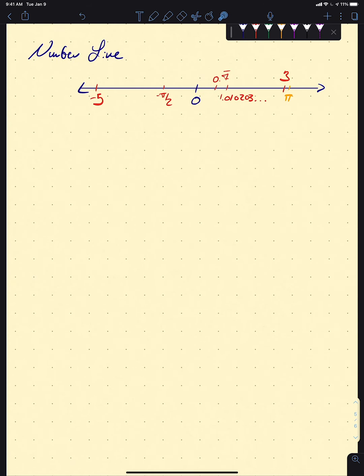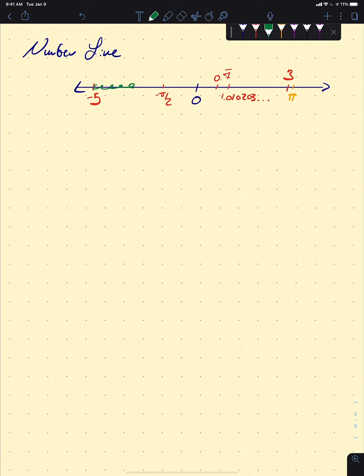But what happens when we want to talk about sections of this line? We don't want to just list all of the elements in some section. It turns out actually that you can't. Let's say we want to talk about this section right here, between -5 and minus pi over 2. It turns out, and this is well beyond the scope of this course, but it is a fun little thing, there's no way to actually list all of the numbers that are in that little interval. So we introduce the concept of intervals to do this for us.